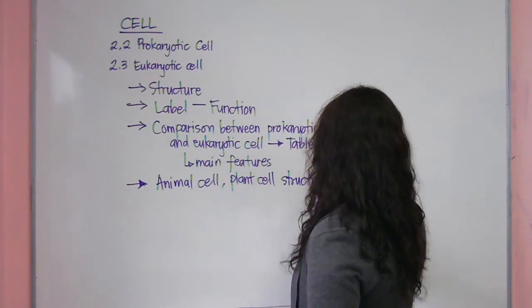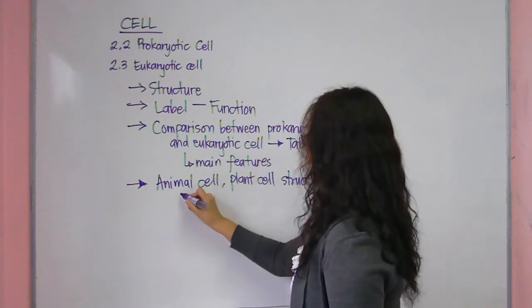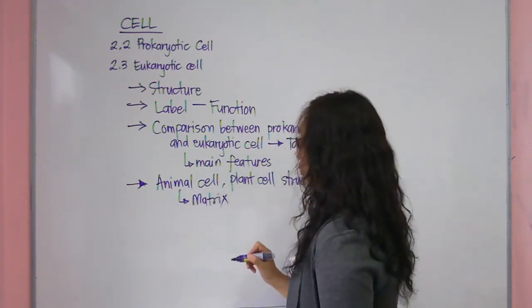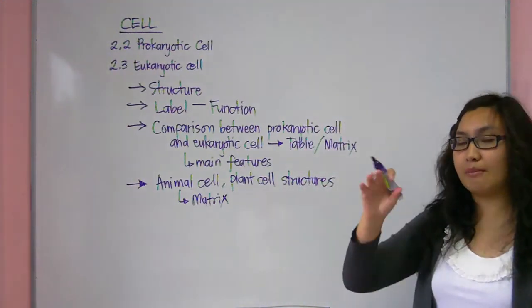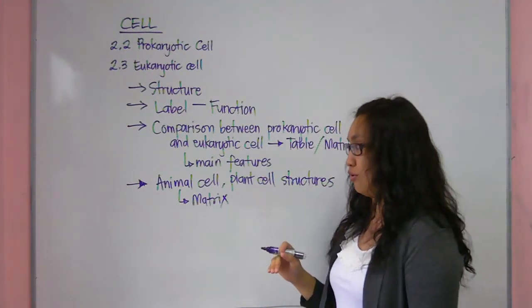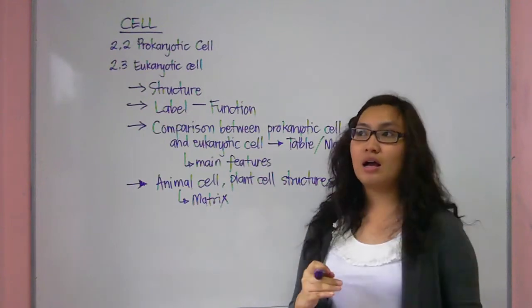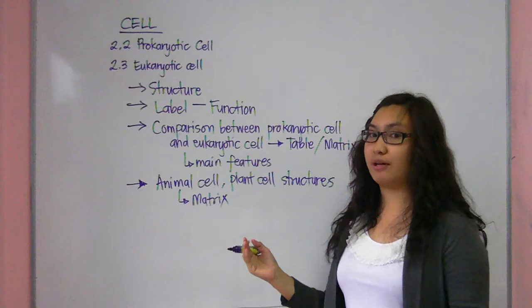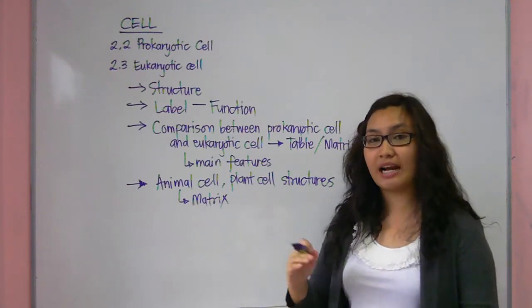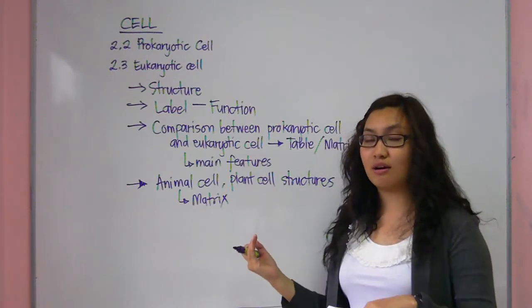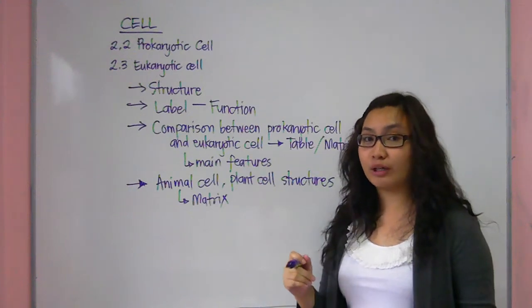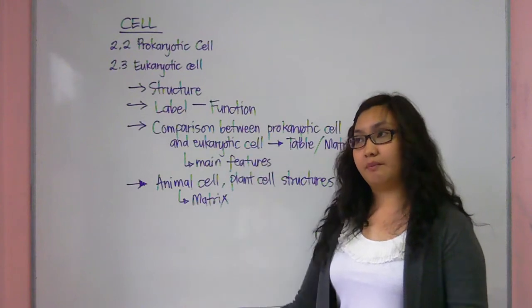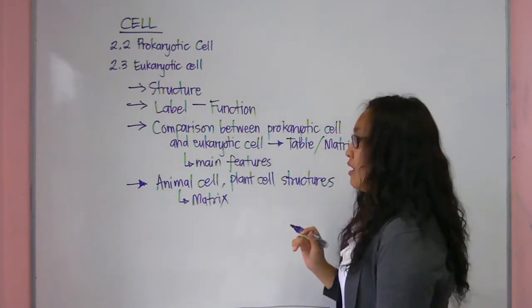Structures. By using a matrix, you can also elaborate on the features present in animals and plants. For example, the presence of a cell wall. A cell wall is only present in plant cells, whereas in animal cells it is absent. Chloroplast is an organelle that can only be found in plant cells, whereas it is absent in animal cells.